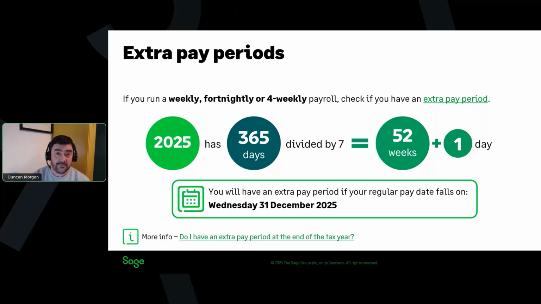31st of December. Now note this is in relation to the usual pay date. If, for example, you normally pay on a Thursday and you were due to pay your staff on Thursday, the 1st of January, 2026, but with that being a public holiday, you're paying them slightly earlier, you don't have an extra pay period. You'd still treat that as being paid on the usual pay date.